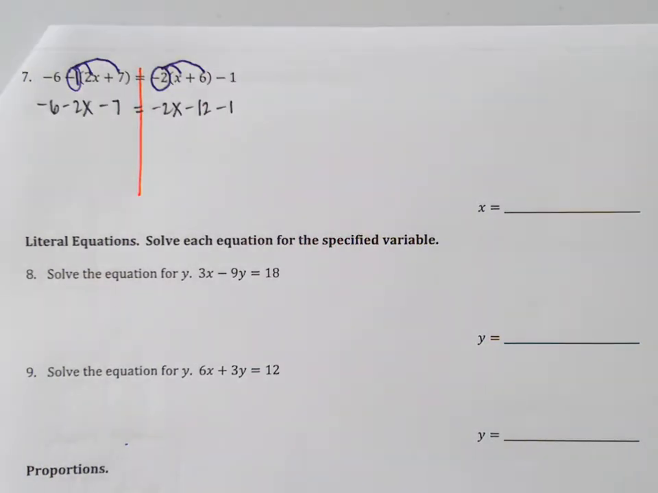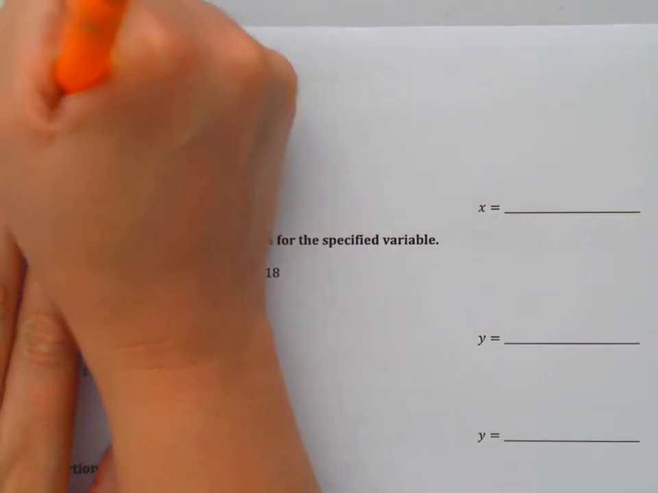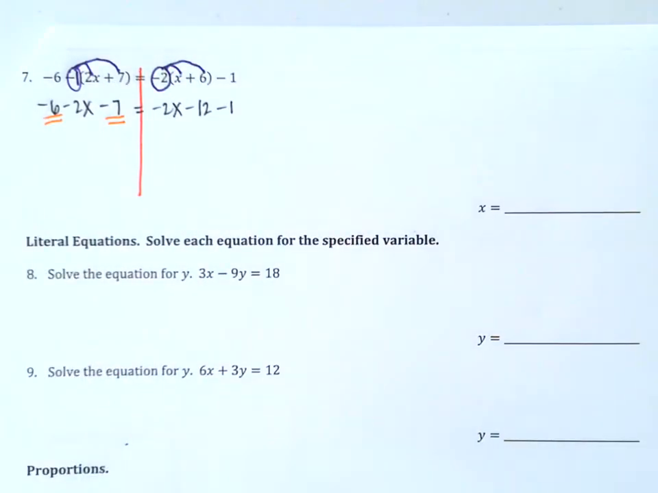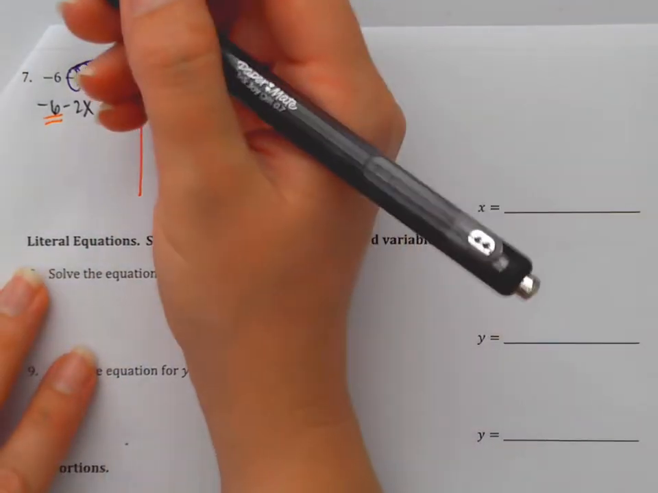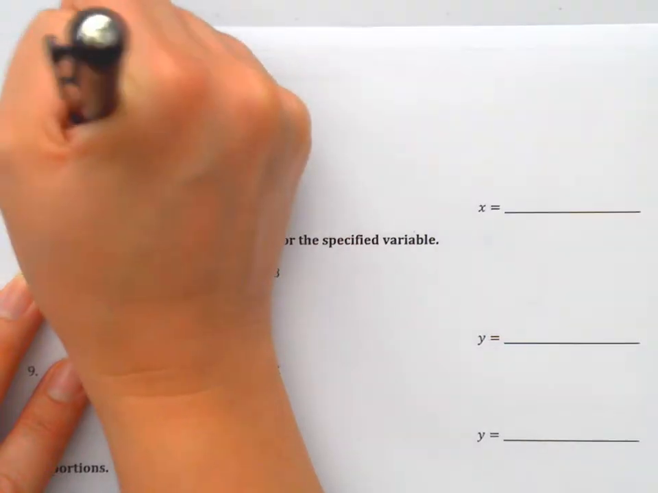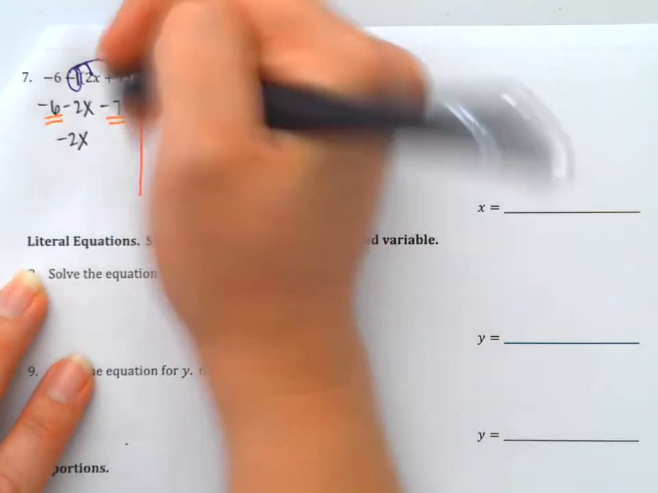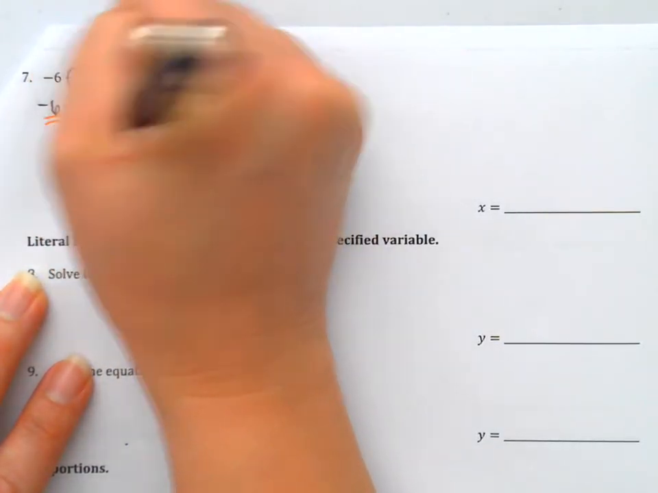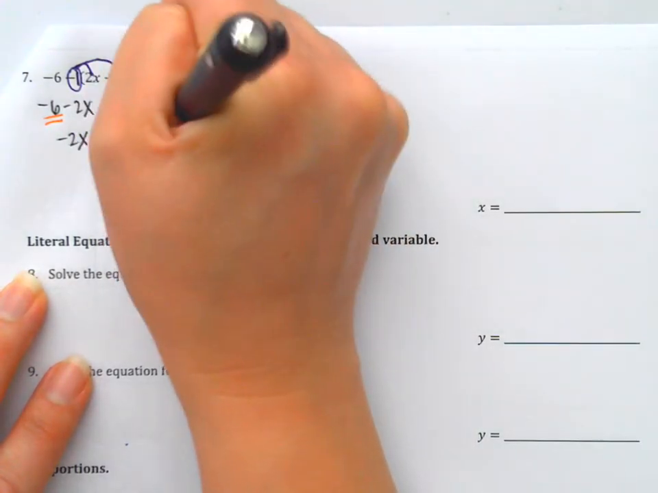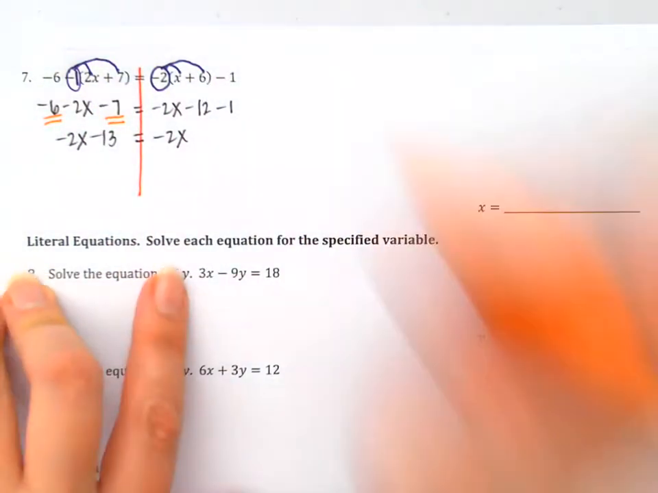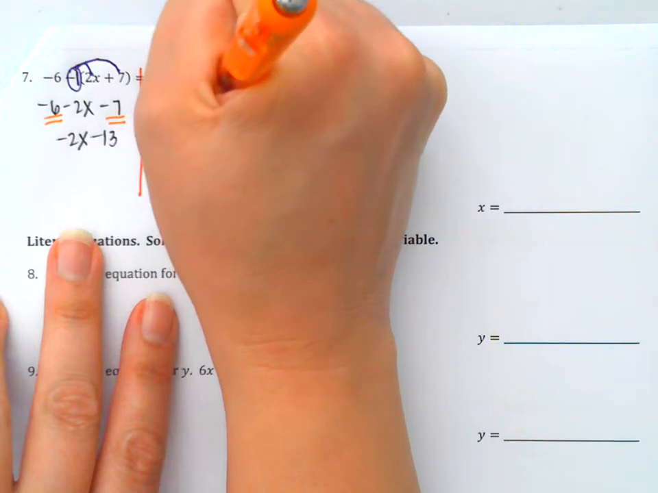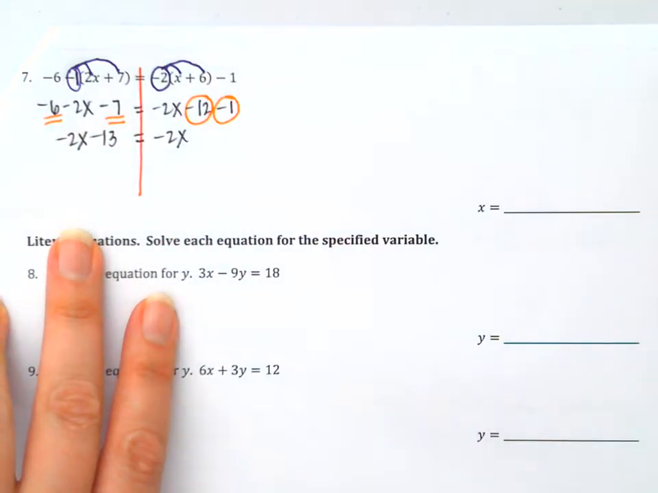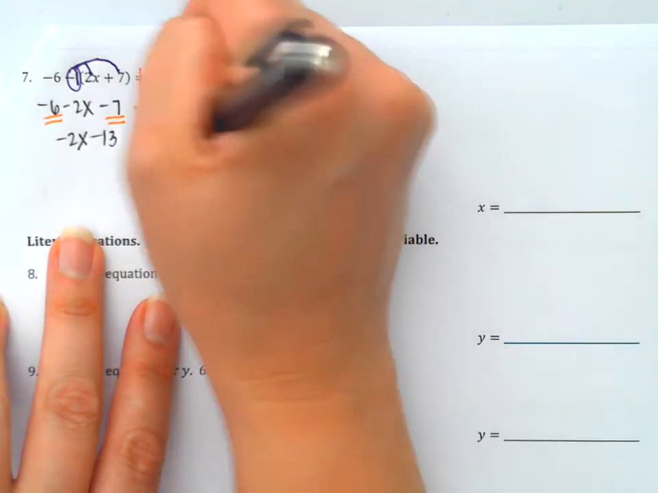Now I combine any like terms. So I can combine negative 6 and negative 7. That negative 2x just comes down. And negative 6 minus 7 is negative 13. Equals negative 2x can't combine with anything, but we can combine negative 12 and negative 1. Negative 12 minus 1 is negative 13.